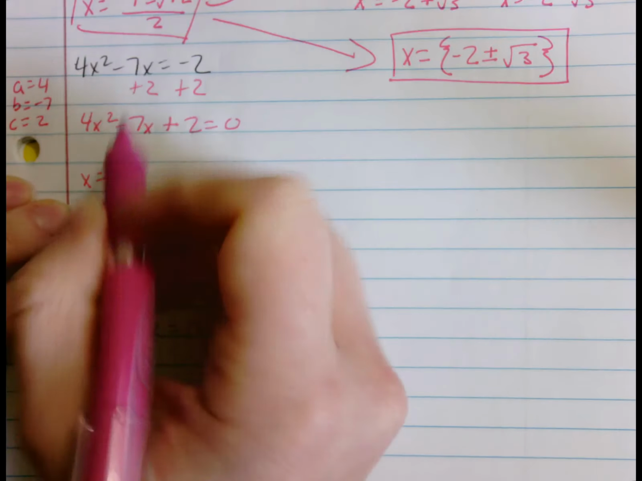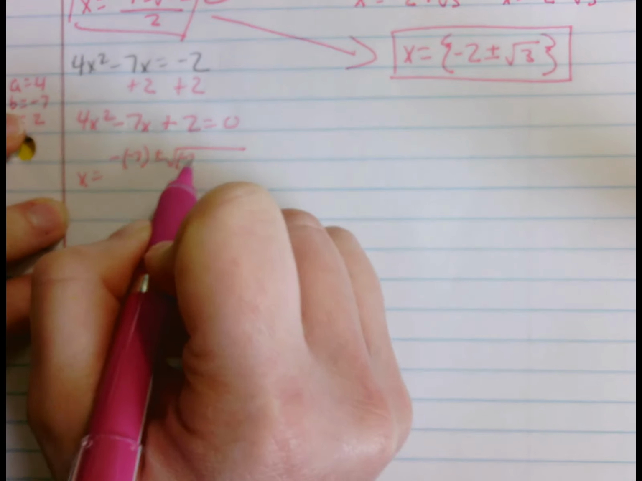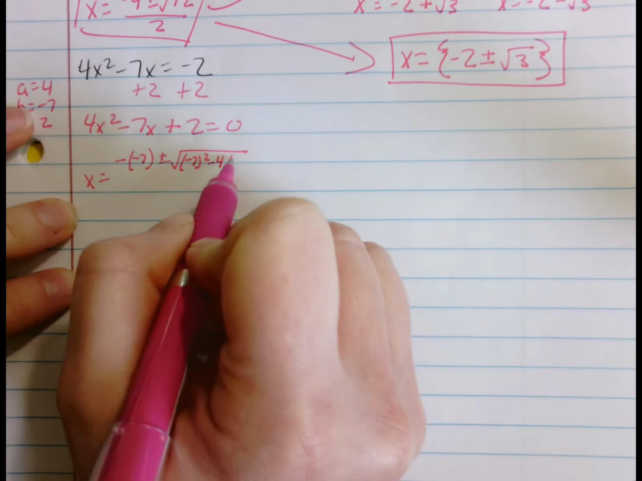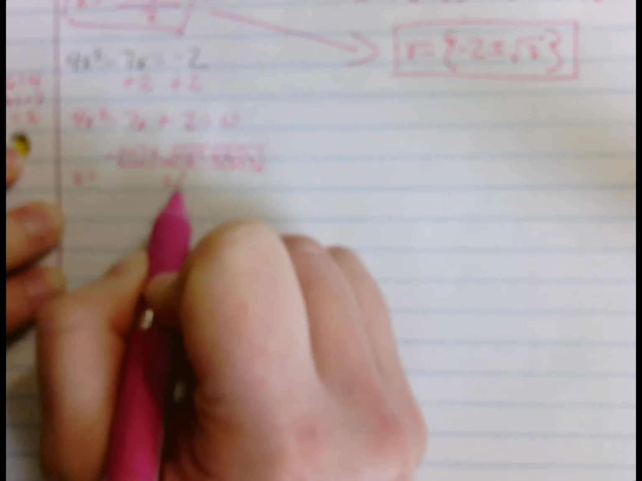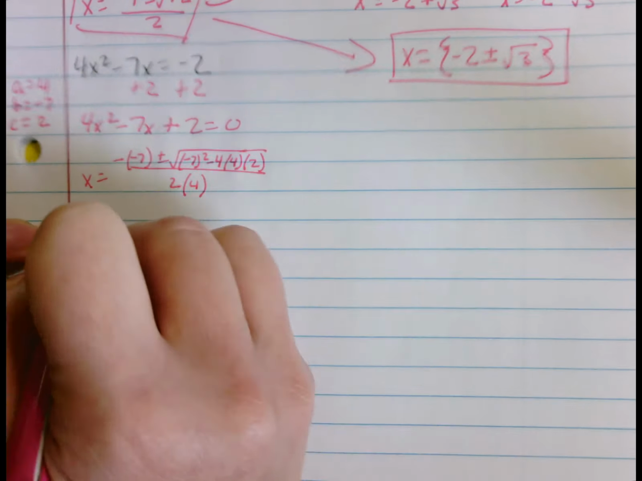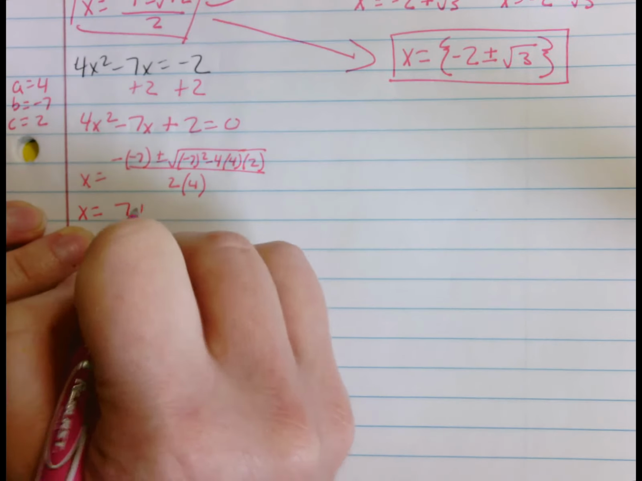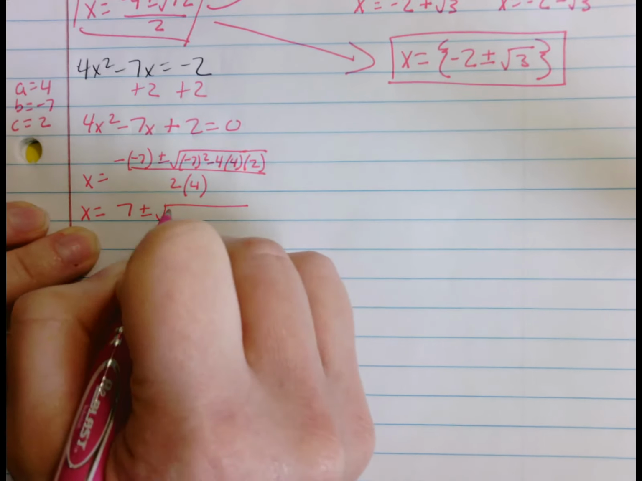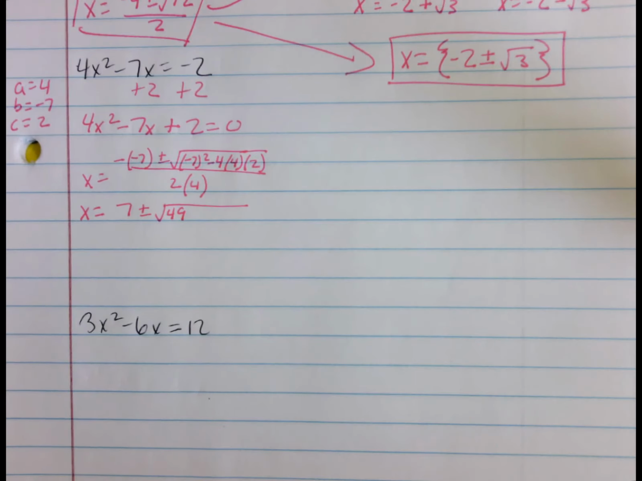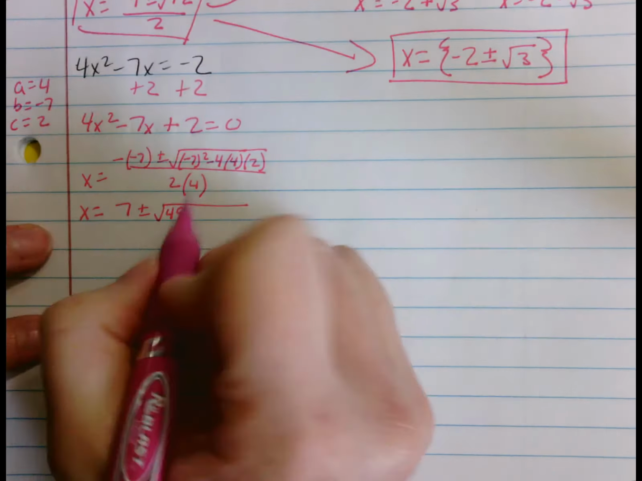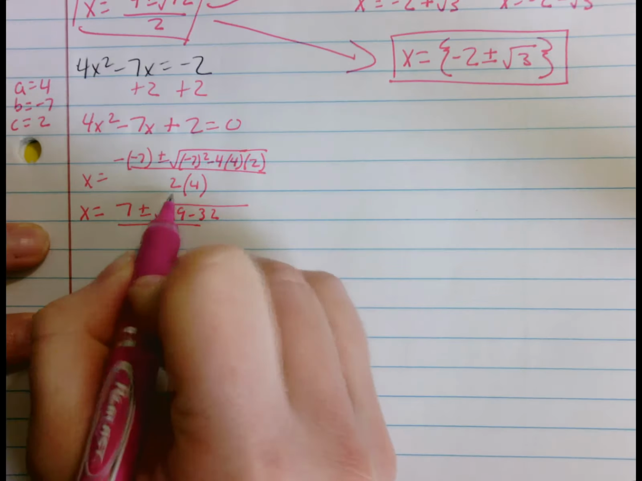So negative b, which is negative 7, plus or minus the square root of negative 7 squared minus 4 times 2, divided by 2 times 4. And negative 7 times that negative 1 is going to be a positive 7. Negative 7 squared is 49. Negative 4 times 2 is going to be negative 32. And 2 times 4 is 8.